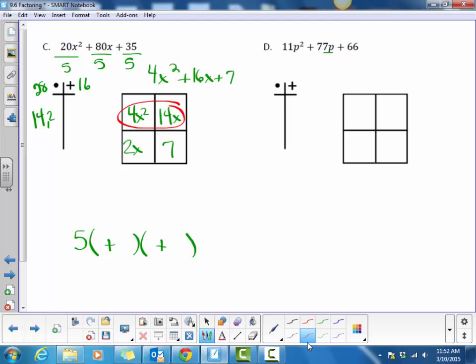4x squared and 14x. First the greatest common factor, Sean? 2x. 2x, awesome. What about the next row? Yep, 1. Okay. What about this column, Sean? 4x squared and 2x. 2x. 2x. And what about this column? 7. So I have 2x plus 7 and 2x plus 1.